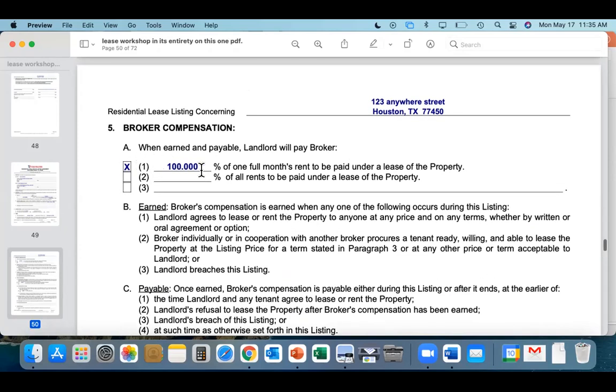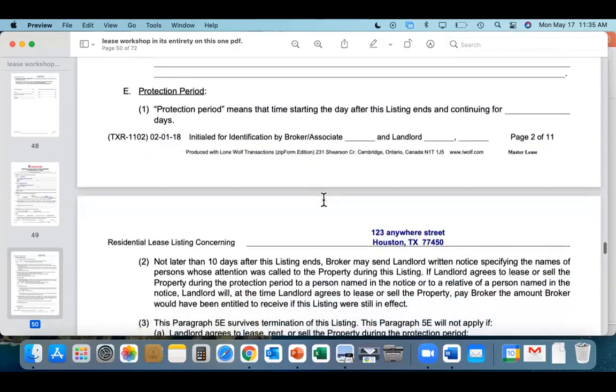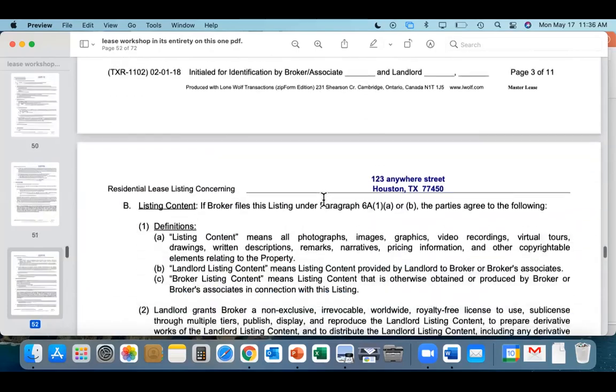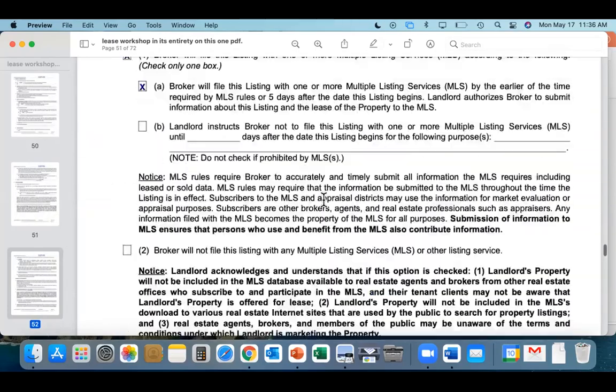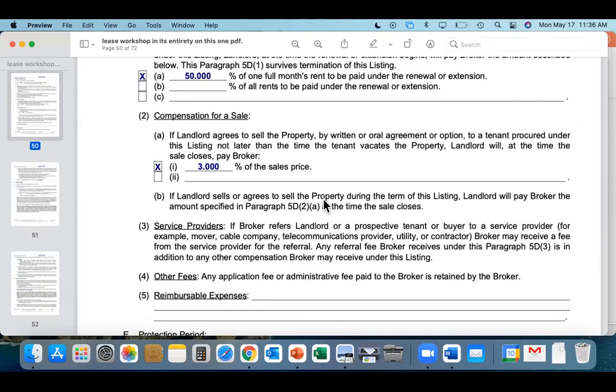We need to collect 100% because guess what? On the next page, we're going to agree to co-op with another brokerage and we have to pay them a fee. So what are we going to pay them? We're probably going to pay them 50%. That's why we need to collect 100%.